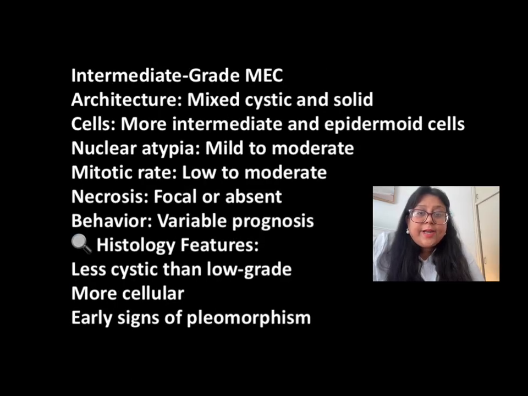In intermediate grade mucoepidermoid carcinoma, architecture is mixed cystic and solid. Cells are more intermediate and epidermoid. Nuclear atypia is mild to moderate. Mitotic rate is low to moderate. Necrosis is focal or absent. Behavior is variable. Histologically, it is less cystic than low grade, more cellular, and early signs of pleomorphism are visible.